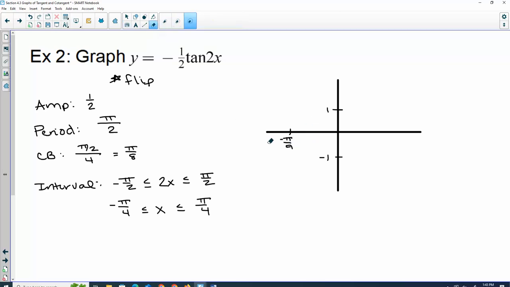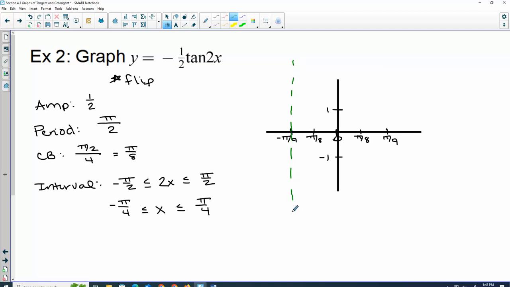If you add your count by, we're adding pi over 8. You can think negative 1/4 plus 1/8 is negative 1/8, so negative pi over 8. Plus 1/8 is 0. Plus 1/8 is pi over 8. Plus 1/8 is pi over 4, which is where we said it should end. We picked this because then we know both ends are asymptotes. And the middle is 0.